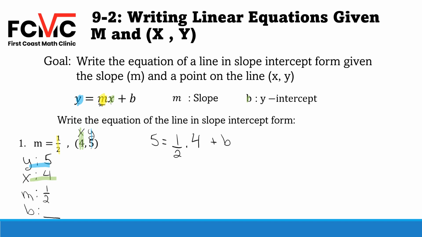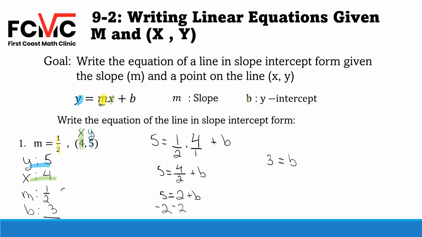So let's simplify the 1/2 times 4. I'll put the 4 over 1. 1 times 4 is 4. 2 times 1 is 2, plus b. 4 divided by 2 is 2, plus b. Let's subtract 2 and 2. Write my answer over here, since we ran out of room. So b is going to be 3.